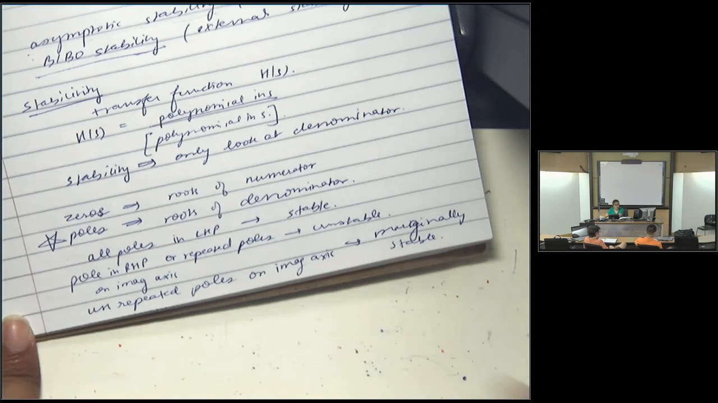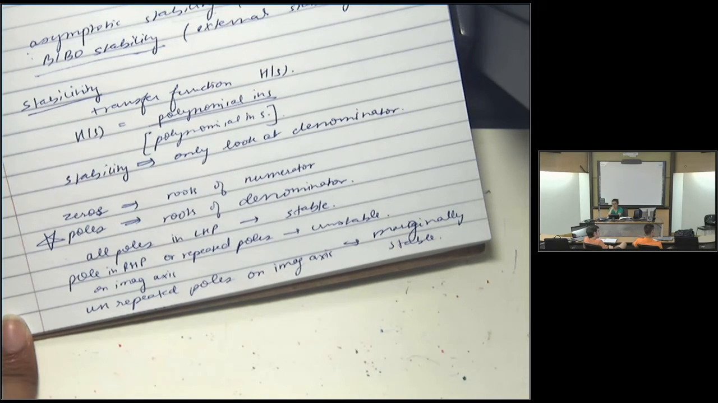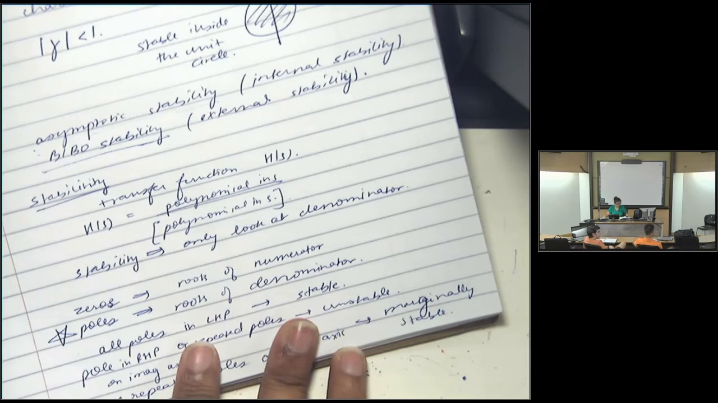Okay, all poles in the left half plane, my system is stable. It's unstable whenever there's a pole in the right half plane or repeated poles on the imaginary axis, and marginally stable when I have unrepeated poles on the imaginary axis. All clear? Any questions? Again, we can have a case of BIBO stability but asymptotic instability. So let me just do an example.